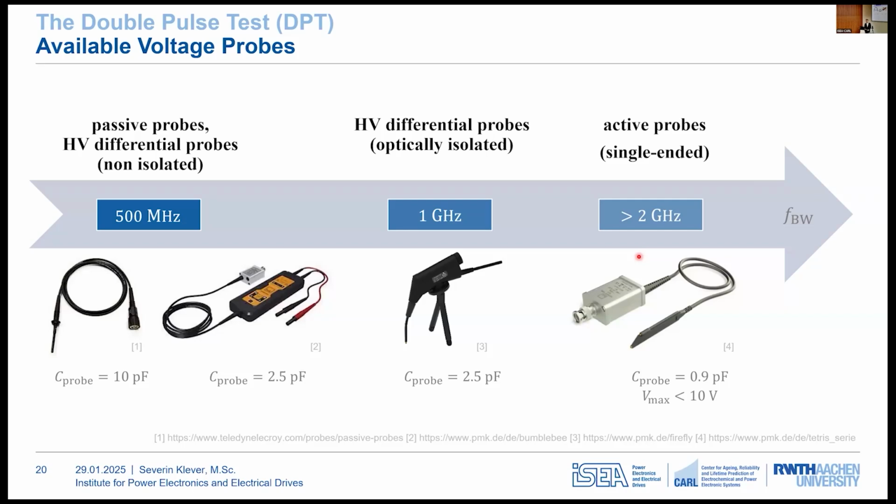There are also probes for higher bandwidths that are single-ended active probes based on high bandwidth operational amplifiers. But unfortunately, these probes are usually limited to voltages below 10 volt and are therefore not suitable for double pulse test with very high drain source voltages.